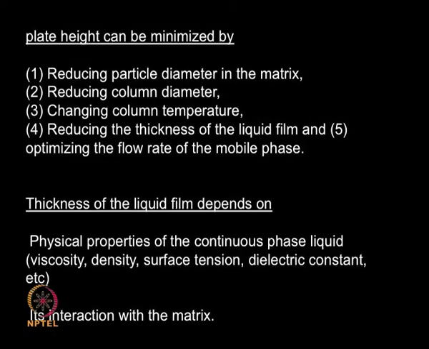Now, the plate height can be minimized by reducing particle diameter in the matrix, reducing column diameter in the matrix, changing column temperature, reducing the thickness of the liquid film, and also optimizing the flow rate of the mobile phase. By doing all this, I can reduce the plate height. If I am reducing the plate height, that means I will have more number of plates for a given column length.